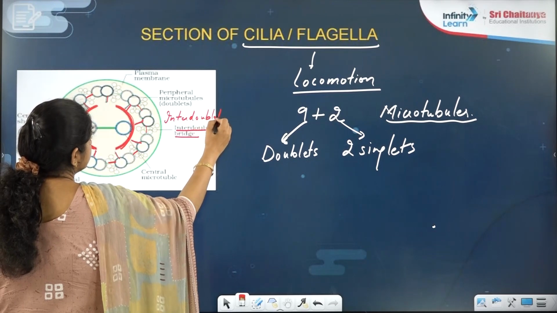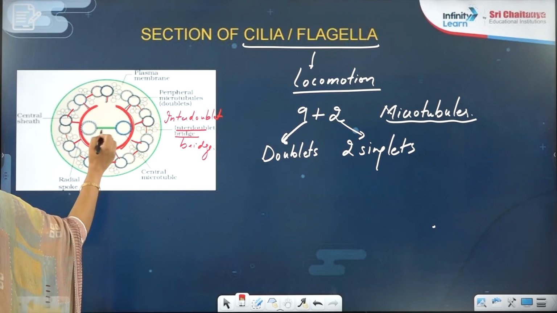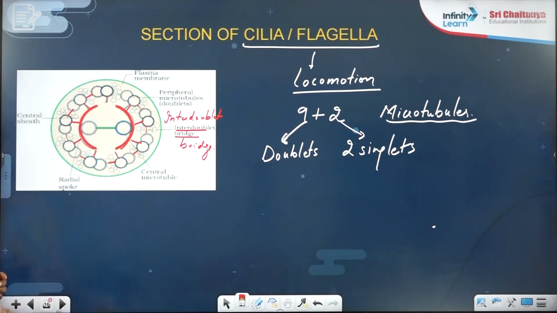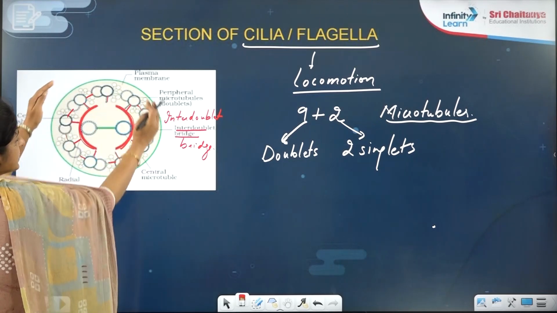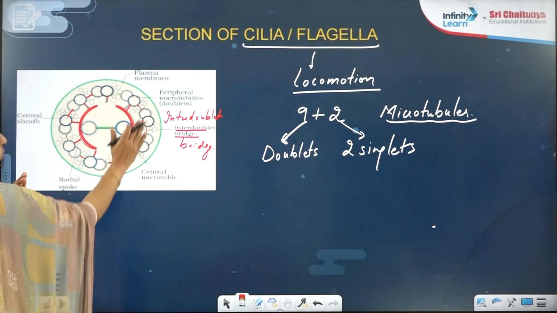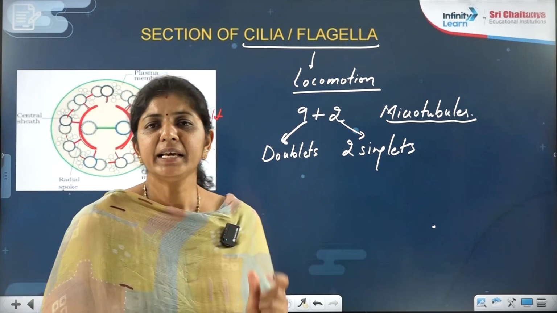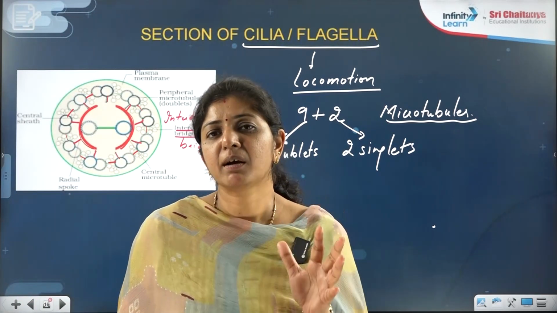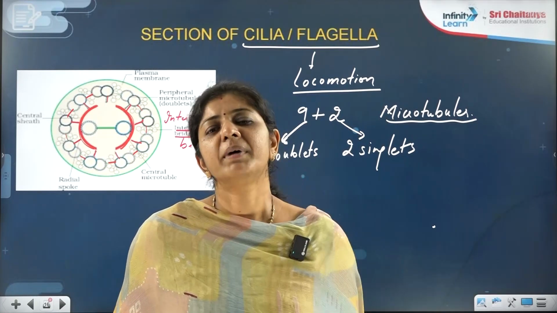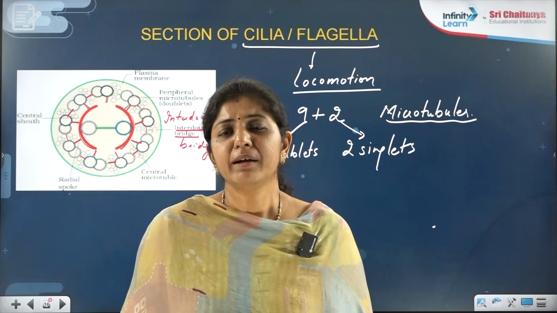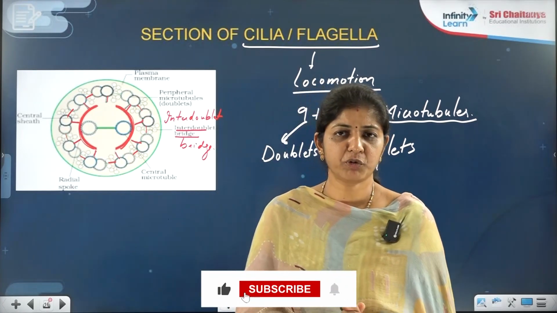Inter-doublet bridge. Fine. And singlets are again linked to each other with the help of a bridge. This complete axoneme, which is inside the plasma membrane, is all proteinaceous, both in cilia and flagella. Cilia will be small in size, big in number. Flagella will be long in size, length is more, but number will be less. But the internal structure will be a 9+2 arrangement of microtubules.